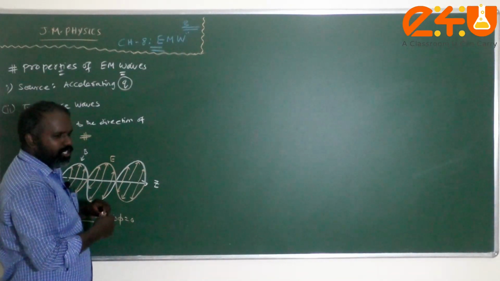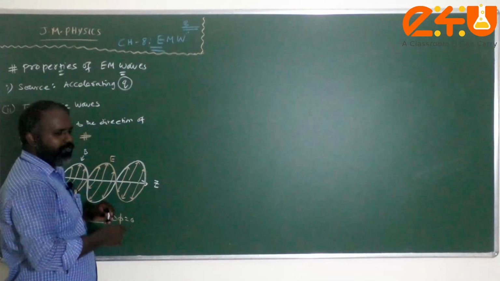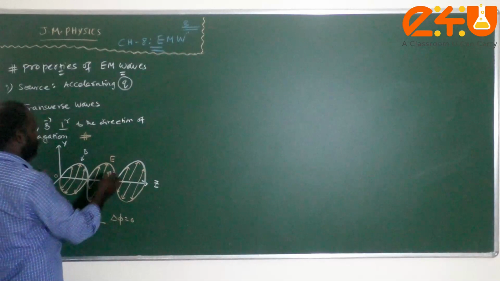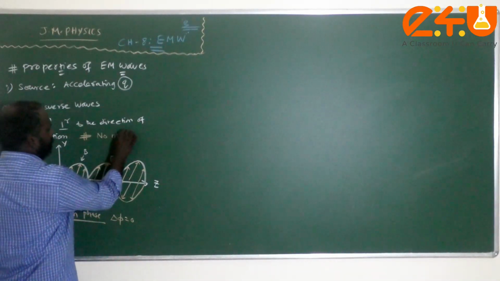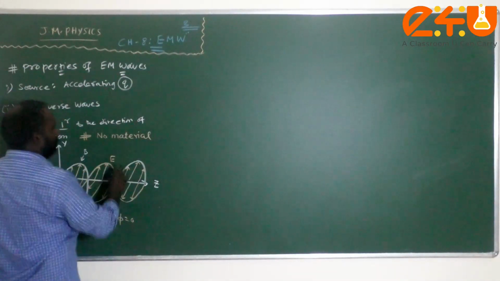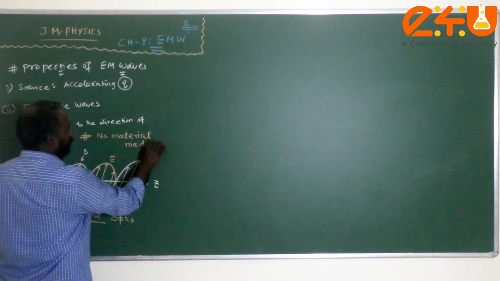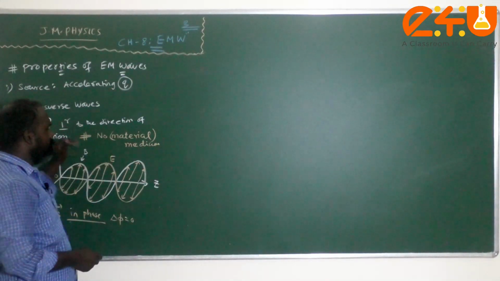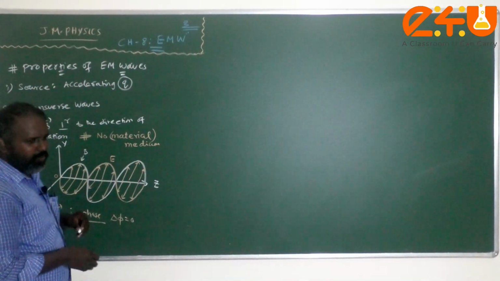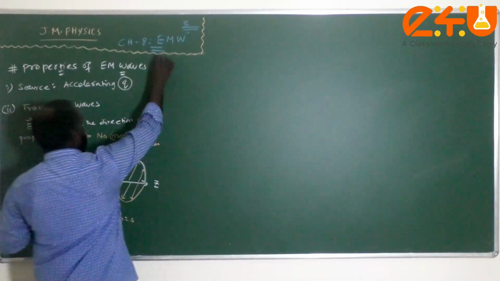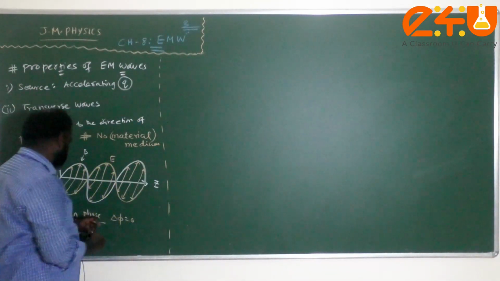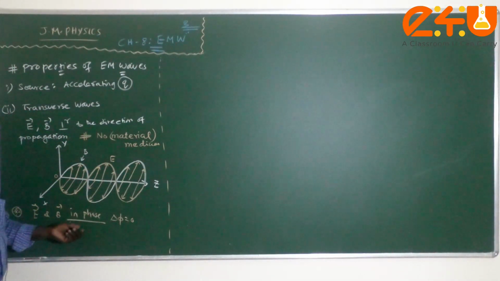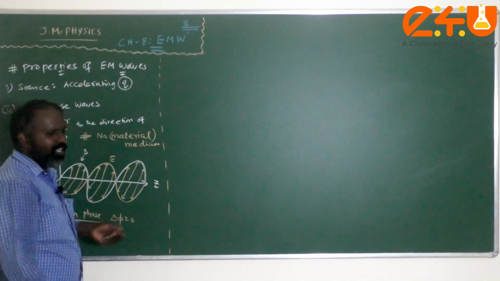And another important thing we must consider: for a mechanical wave, we know that a material medium is necessary for wave propagation. But here, since it is an electromagnetic wave, Maxwell suggests that no material medium is needed. No need of a medium. A medium is not required for the propagation of electromagnetic waves. That is the important point we must know. And the third point, as I said here itself, is that electric and magnetic fields are in phase with each other. That means they will reach maxima and minima simultaneously.